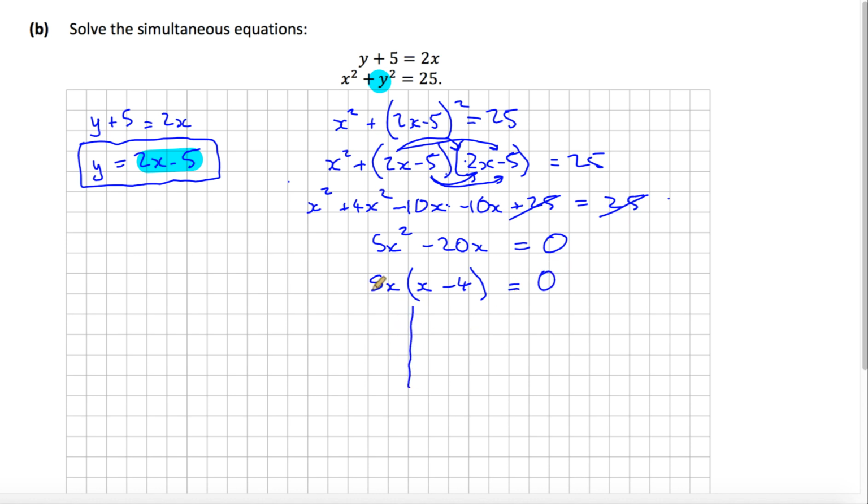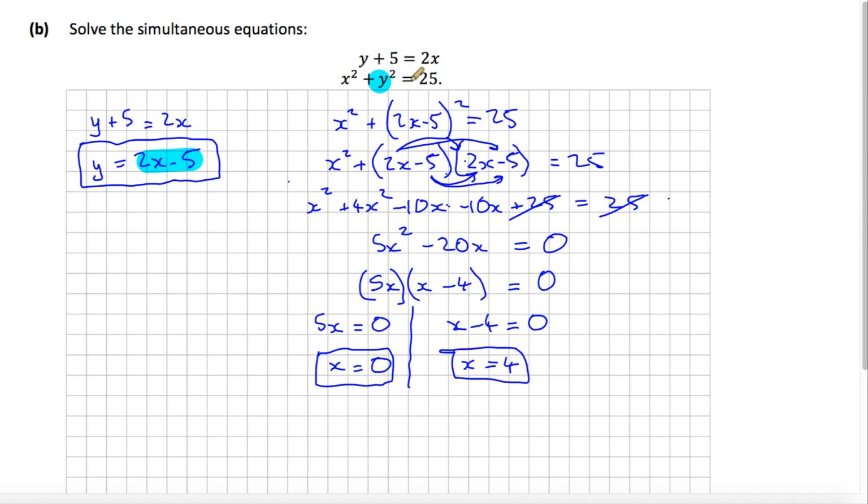So now you can do your split screen. Either the 5x is 0, well then x must be 0. Or the x minus 4 is 0. Because remember, you can put this in a bracket if you like. A bracket by a bracket is 0. Well then one of these brackets must be 0. So that's what we're looking at here. So if x minus 4 is 0, that means x must be 4. So there's my two answers. x is 0 and x is 4. They're my two answers for x.